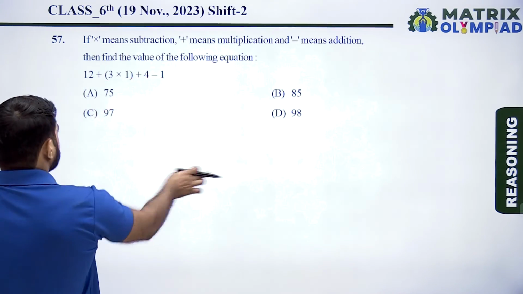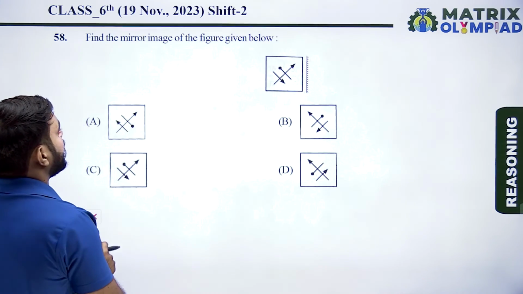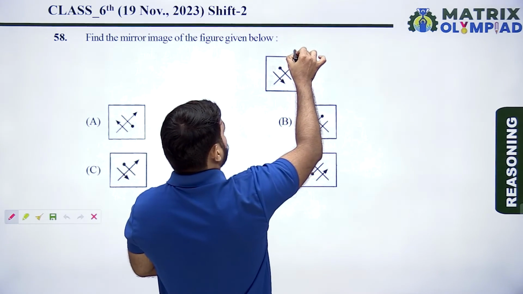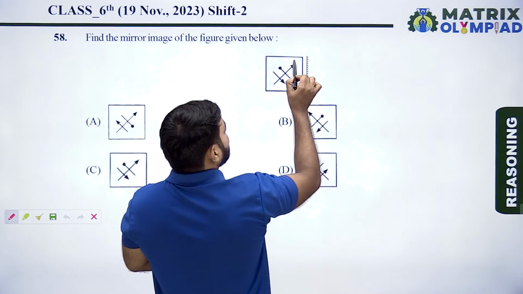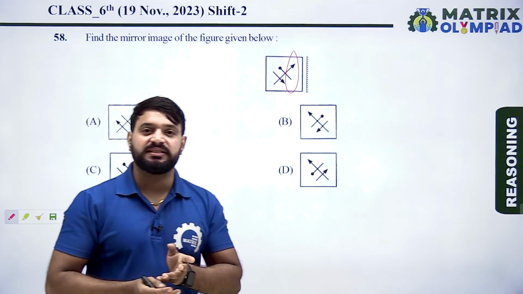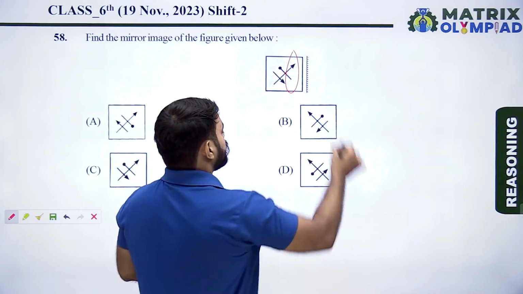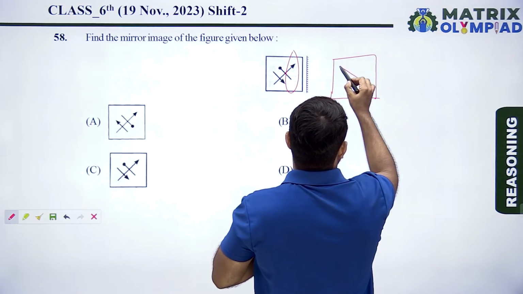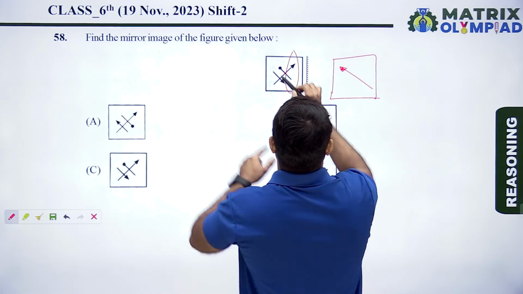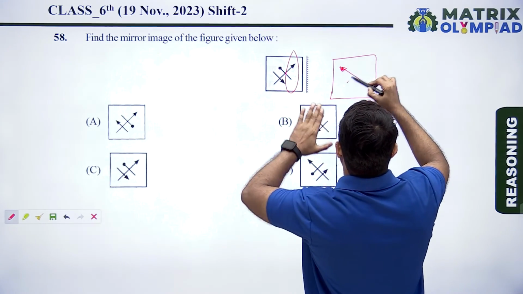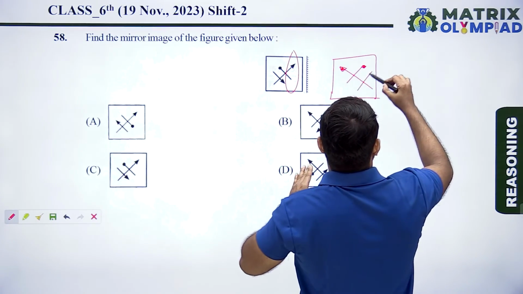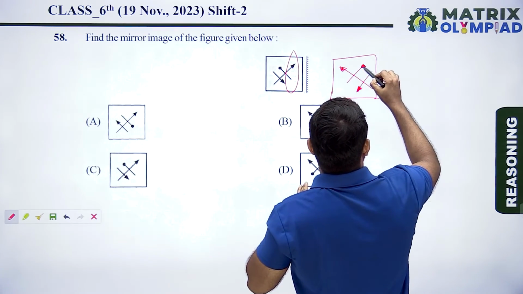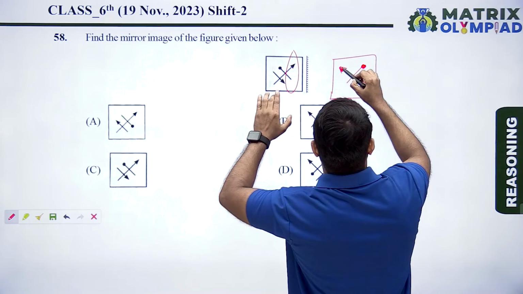So now let's move on to the next question. So next question is question number 58. Find the mirror image of the given figure below. So in the mirror image, this part is near the mirror, so it will remain near the mirror in the mirror image. So the mirror image of the given figure looks as follows. And the mirror image of this part looks as follows. So this is the correct mirror image of the given figure.